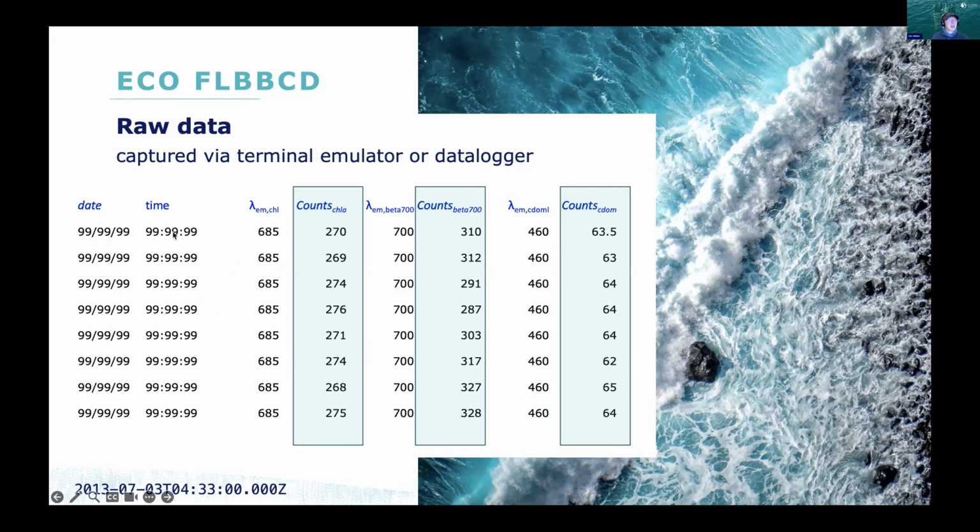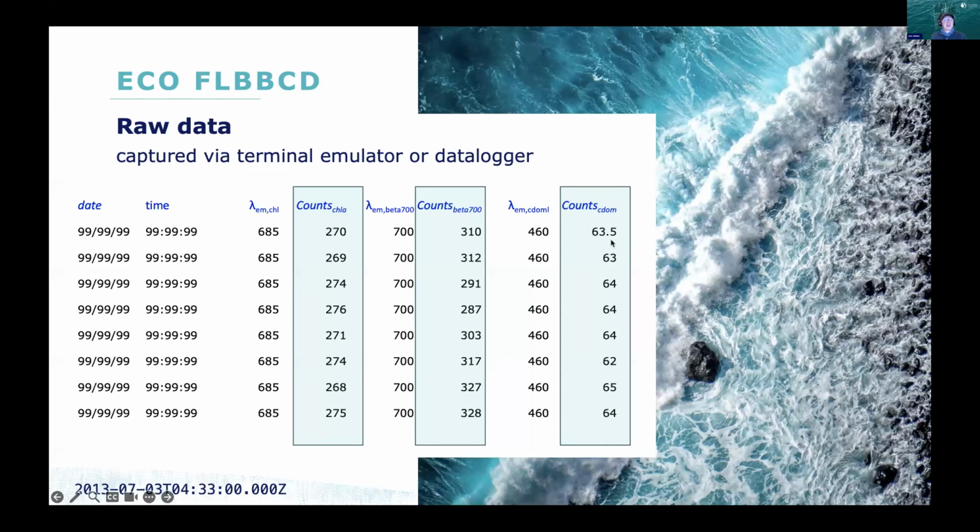We have date and time, which are constant, no clock. We have a constant column, which has to do with the emission wavelength of chlorophyll. It's just a marker. It's telling you that, in fact, this is a chlorophyll column in the next column. There's the actual digital measurement. Next column is the same thing for backscattering. It's at 700 nanometers. Again, constant all the way. And then 310 counts. Likewise with fluorescent dissolved organic material, we're measuring it at roughly 460 nanometers. And we have, it shouldn't be 63.5.